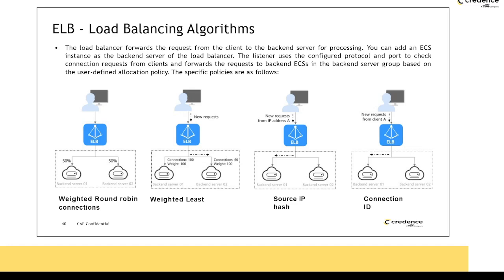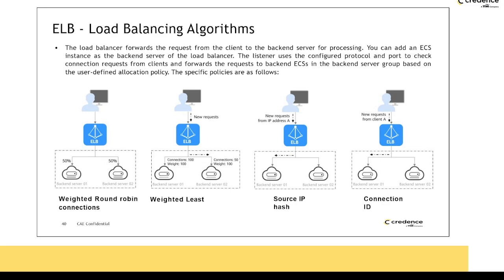Okay, what is the ELB load balancing algorithm? They have 4 types: the first one is weighted round robin, the second one is weighted least connection, then source IP hash, or connection ID. For round robin, as you know, this is like 50-50 between each of the servers. If you have 4 servers, it will distribute among the 4 servers using the average of all that.